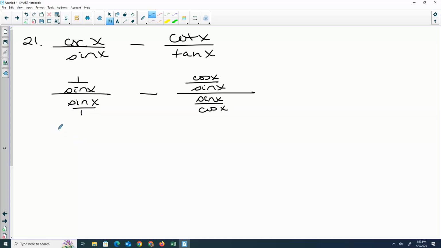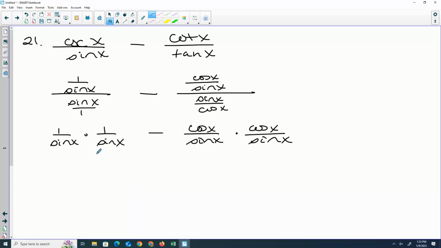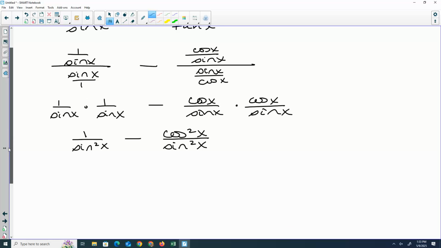So this one's like a sine x over 1. To divide fractions, you flip and multiply. So if you multiply the tops, that's 1 over sine squared x. Cosine times cosine is cosine squared x. Again, from here, I saw people taking a couple different options. You have a common denominator, so some people went ahead and put those together in one fraction. Some people turned 1 over sine squared into cosecant squared, and cosine over sine into cotangent squared.